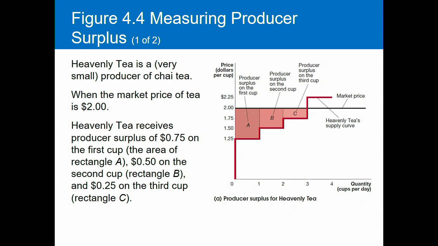So if we add up area A, area B, and area C, the entire difference between the price and the marginal cost, or the supply curve, we end up with the producer surplus for Heavenly Tea. In this case, 75 plus 50 plus 25 cents, so $1.50 is the total producer surplus.